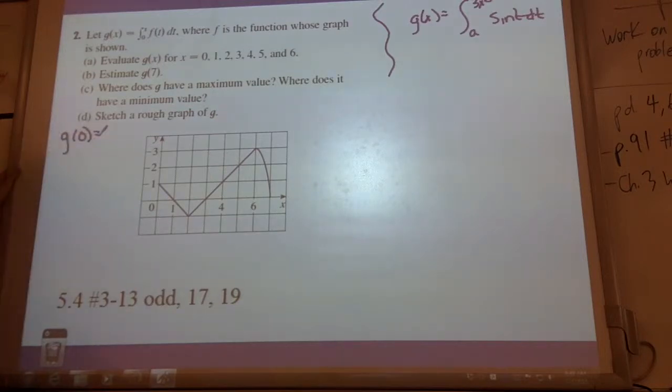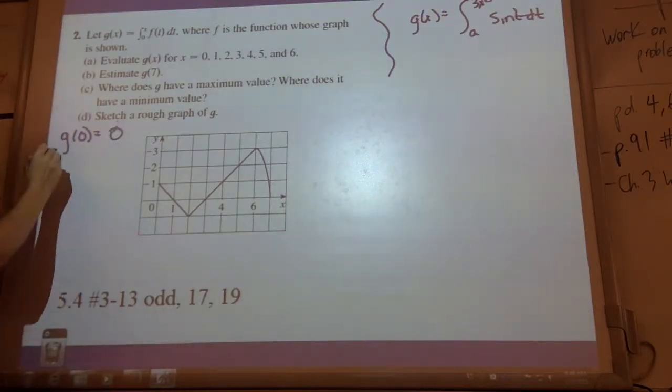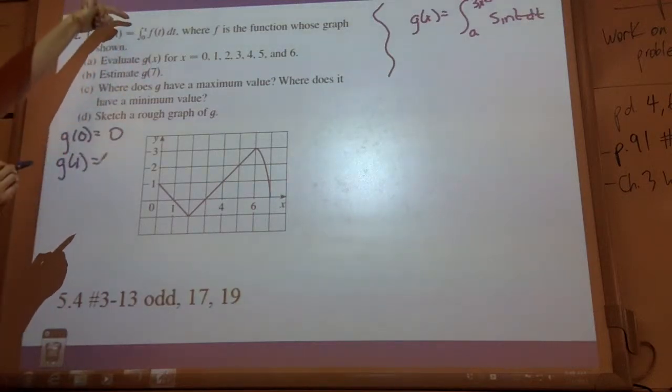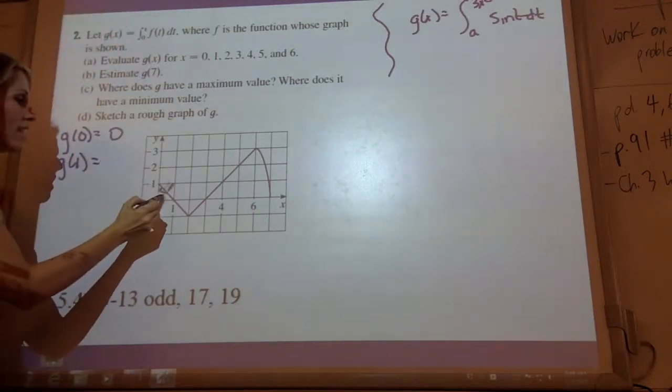What is g of 0? It's not because it's a 0, it's because it doesn't move, right? So from 0 to 0, you're not moving, so your area is nothing. g of 1 means what's my area from 0 to 1? 1/2.